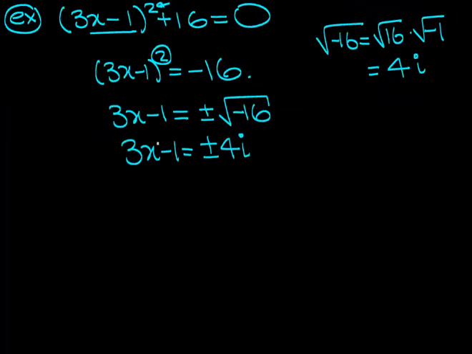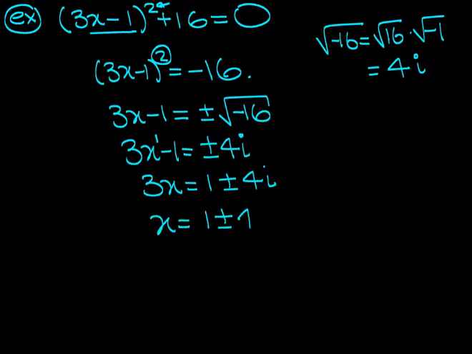Now we want to solve for x. Now it becomes a linear equation. You can see it's degree 1 now. We know how to solve that. Move the numbers to one side and isolate the variable term first. So we get 1 plus or minus 4i. And then to isolate the variable itself, you divide by 3. So we get x is equal to 1 plus or minus 4i over 3.